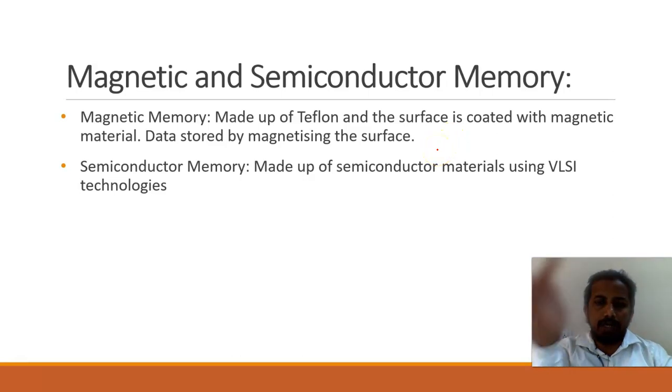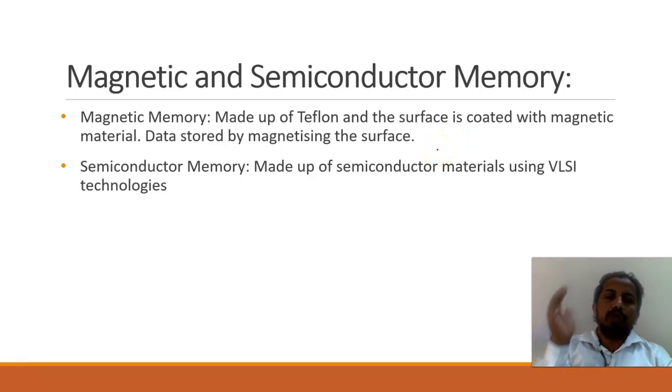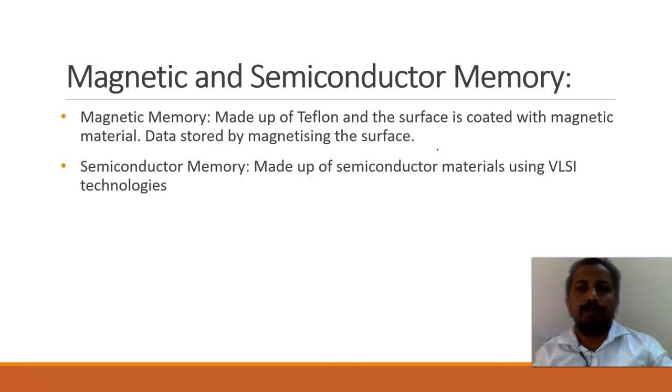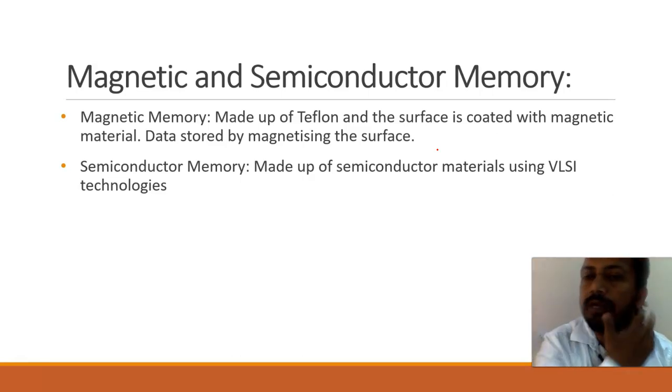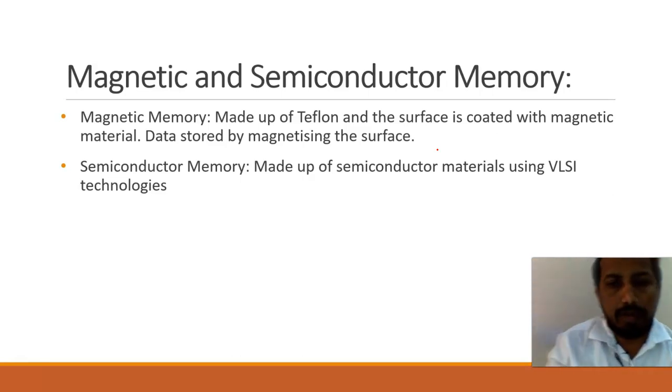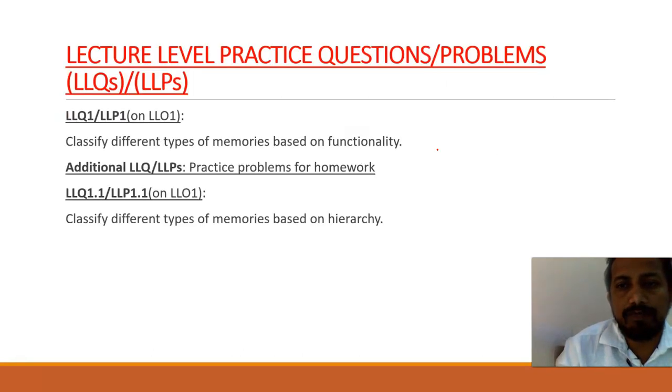The next classification is the type of material used to store the data: semiconductor memories and magnetic memories. The material used to manufacture the memories is semiconductor material, and we say it is a semiconductor memory. And the material used to store the data is a magnetic material, and it is called a magnetic memory. So this is about the magnetic and semiconductor memories.